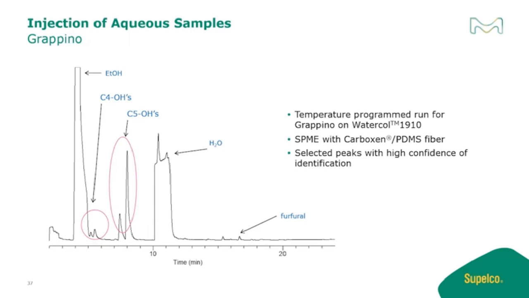Here's a sample of grappino, where we're looking at it on the Water Call 1910. Again, the same thing. We see a little bit of the C4 and C5 alcohols and some furfural eluting later on, but again, water can be easily quantified along with the ethanol.